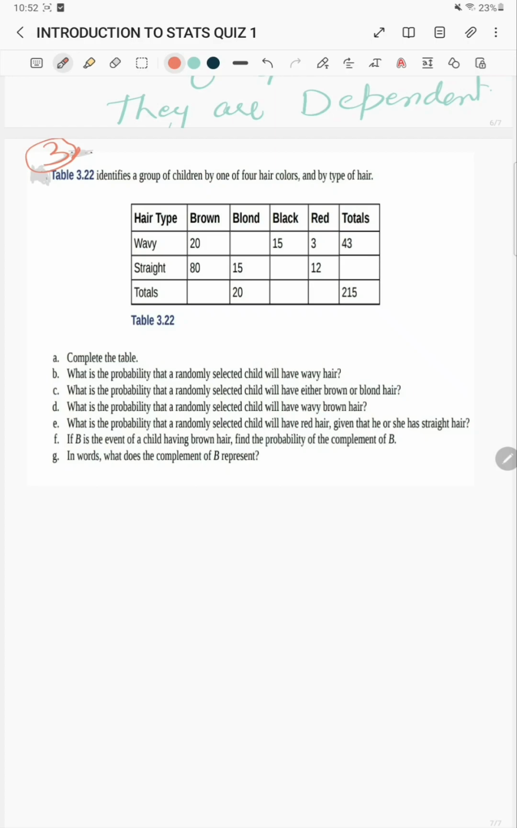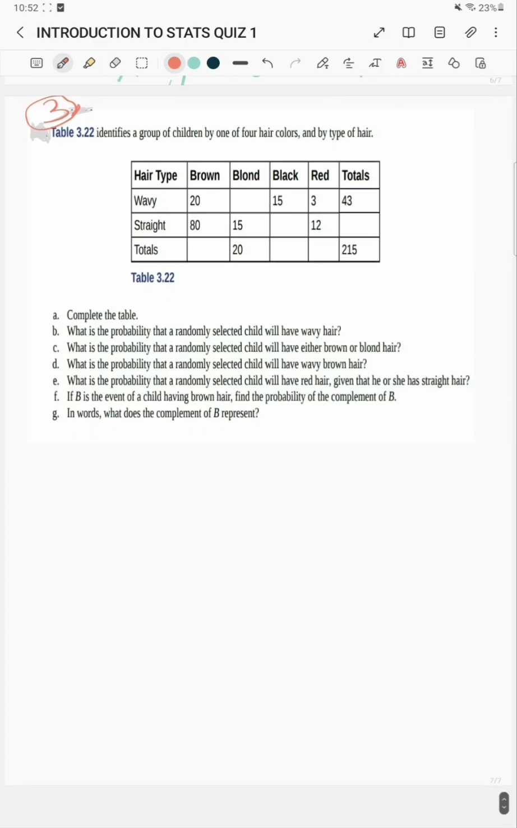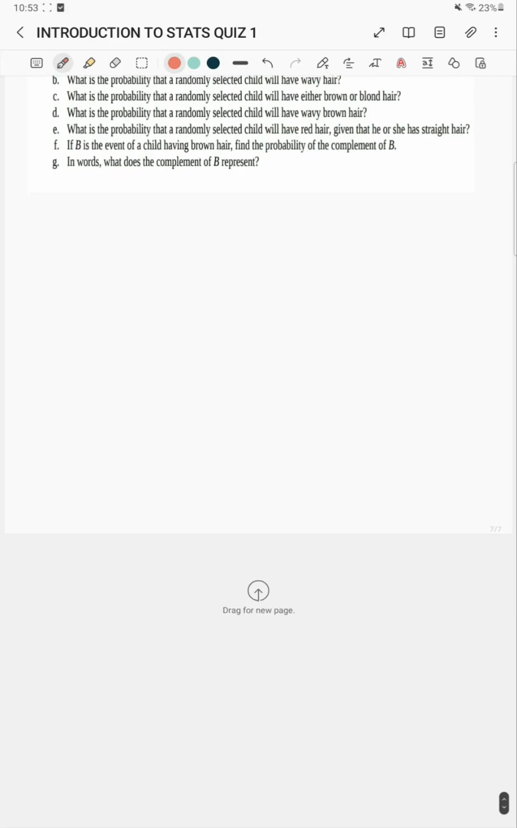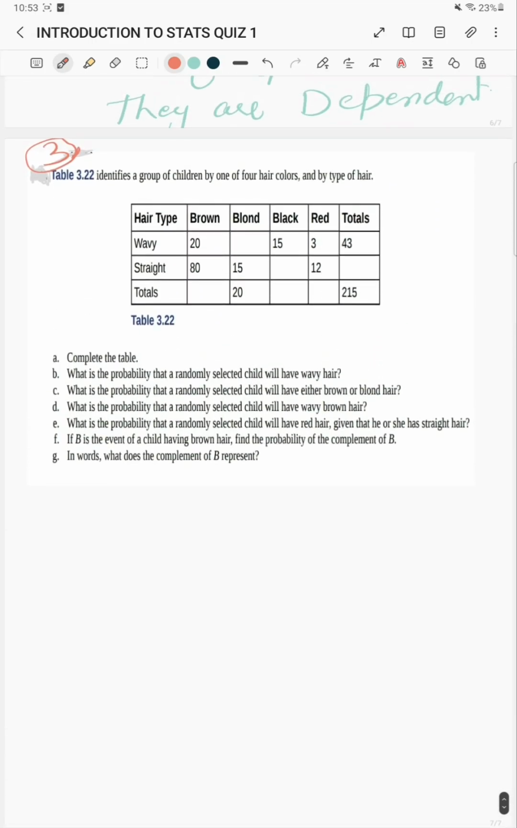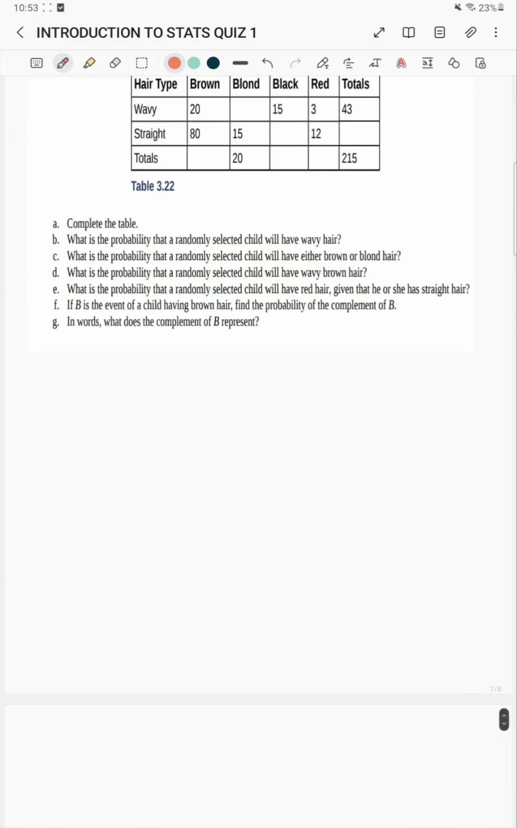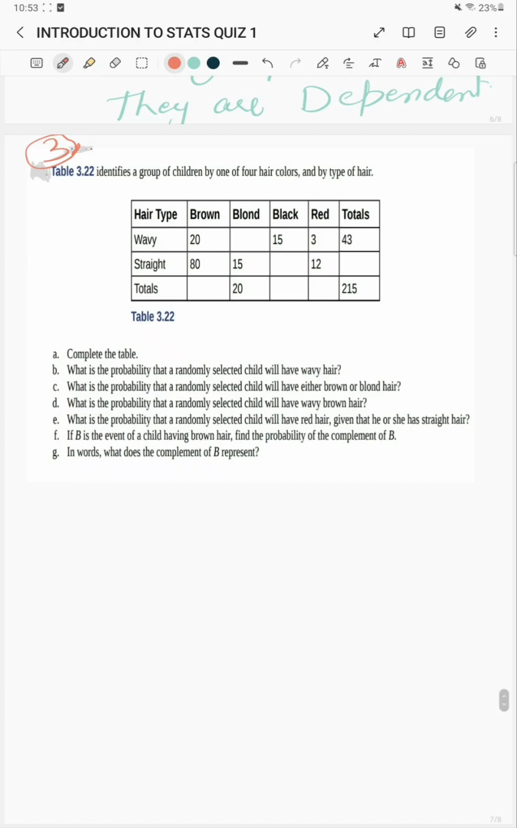Okay, question number 3. There is a table, and the table identifies a group of children by one of four hair colors and by type of hair. First of all, we are going to complete the table. Part A says to complete the table. For wavy hairs, for the first row, it's going to be 43 subtracting 20 plus 15 plus 3, and it's going to give the blonde hairs, which is 5.